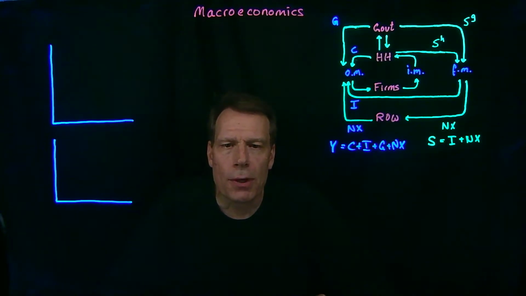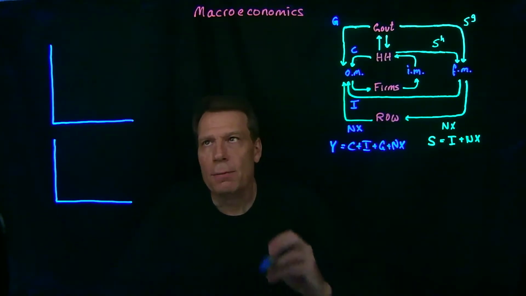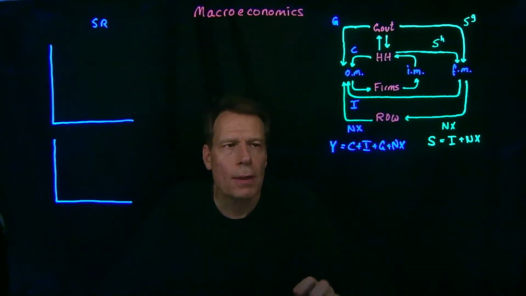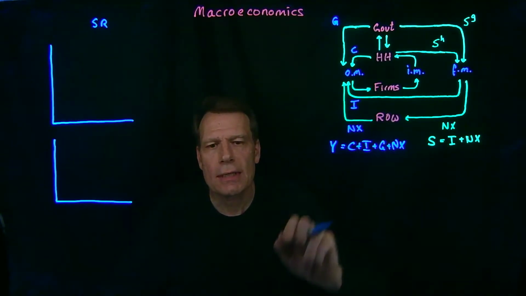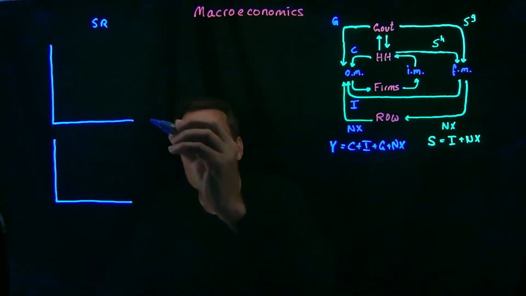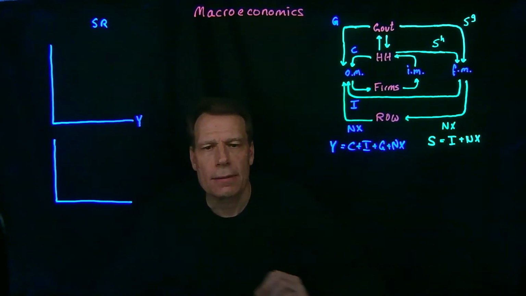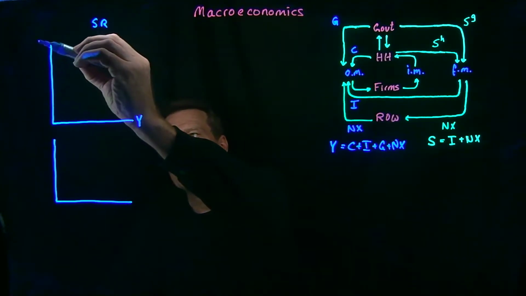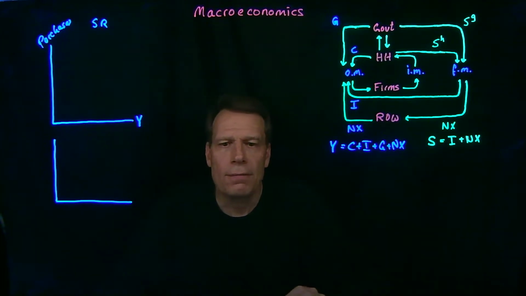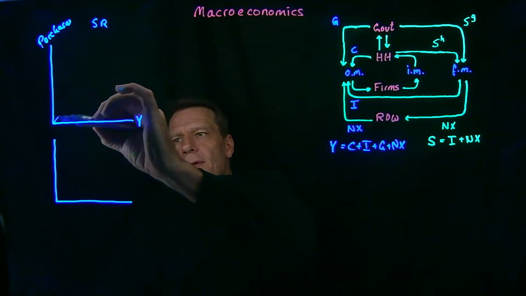Now, when we first started talking about macroeconomics, everything was about the short run. And the first model we developed was based entirely on this equilibrium condition. That equilibrium condition says that purchases have to be equal to production in equilibrium. So if we put production on this axis, GDP, and purchases on this axis, if they have to be equal to each other, equilibrium must lie on the 45-degree line.